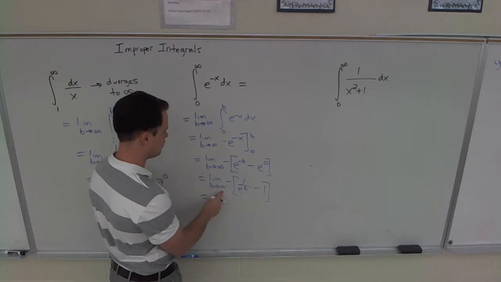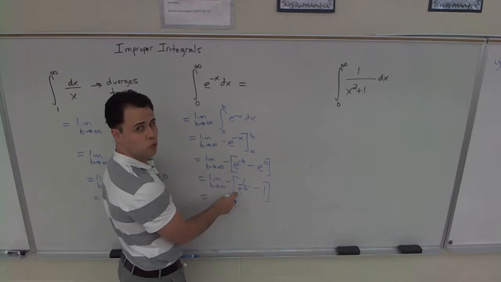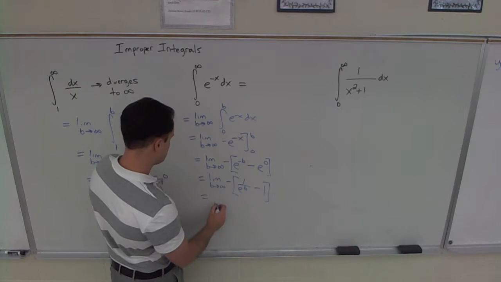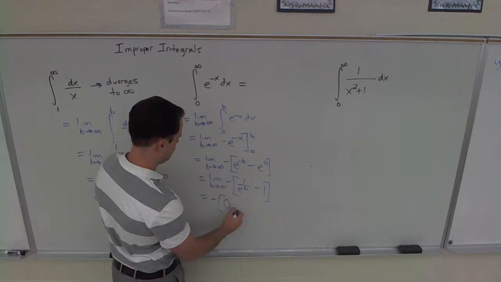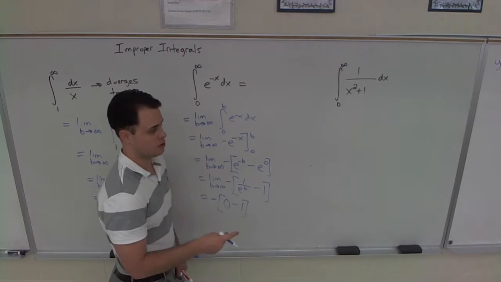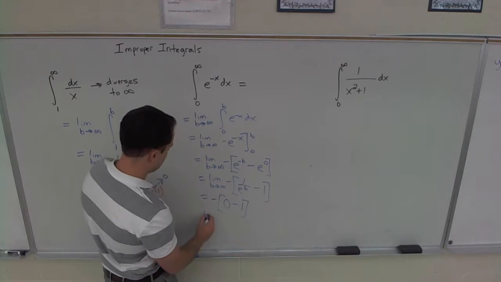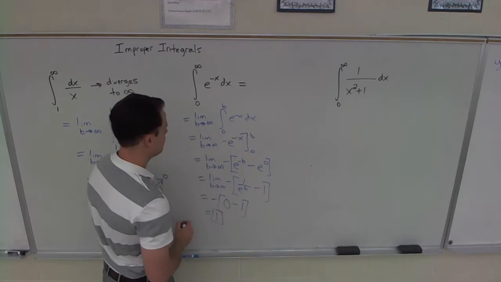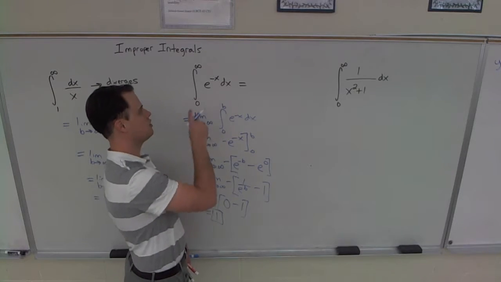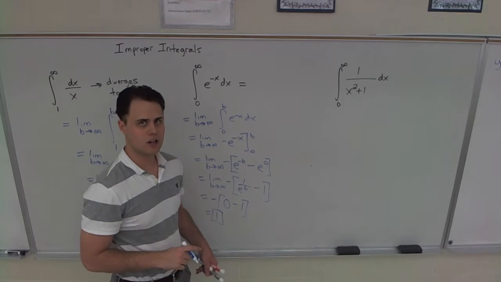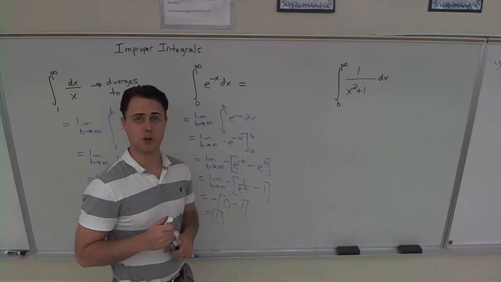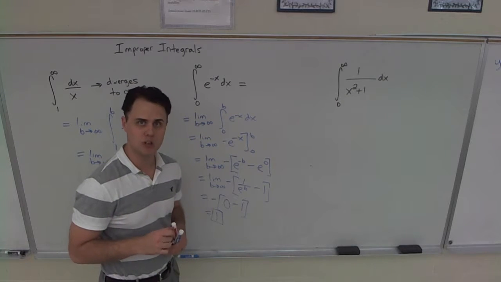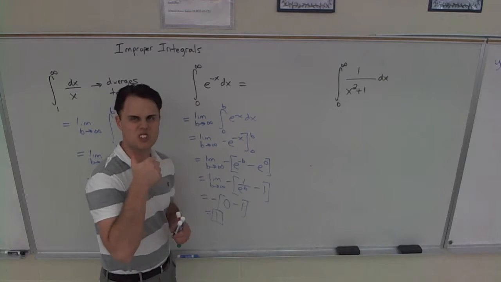So as b approaches infinity, this is 1 over something really large. So this is going to be negative 0 minus 1. The 1 is just 1, that doesn't depend on b at all. So this is going to be equal to 1. So crazily enough, if you integrate this curve, e to the negative x from 0 to infinity, it doesn't keep getting bigger and bigger and bigger. The area actually accumulates and settles down to exactly 1.